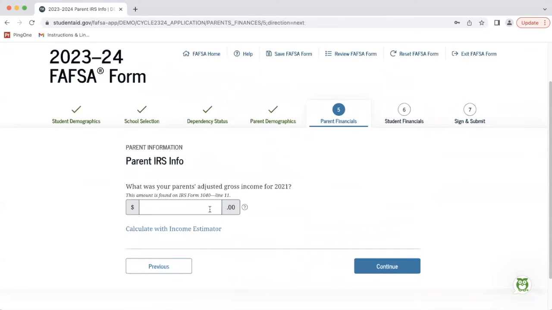First question it'll ask is, what was your parents' adjusted gross income for 2021? What's nice about the FAFSA is it gives you clues on where to find the answers to each of these questions. If your parents have already completed their taxes, you don't want to guess, you don't want to estimate on any of these types of answers. You want to make sure that you get it right down to the dollar. So this tells you where to find it. This amount is found on IRS 1040, line 11.